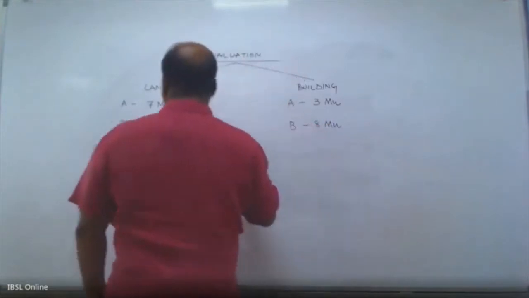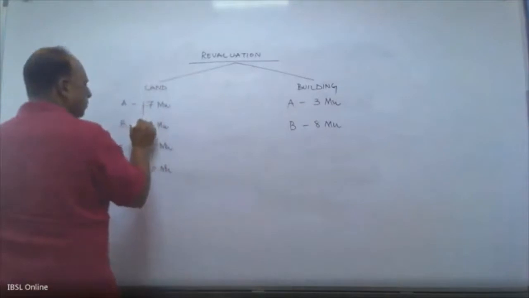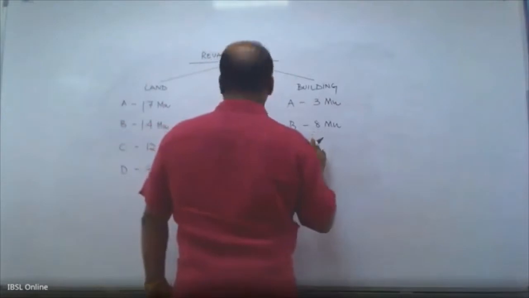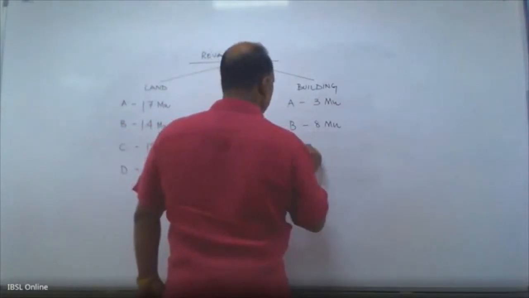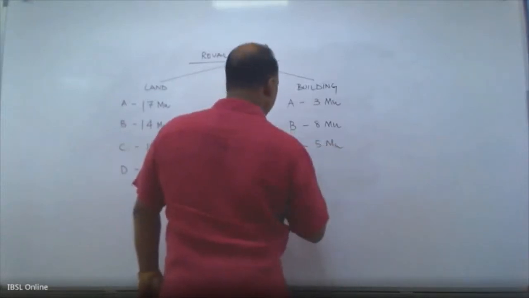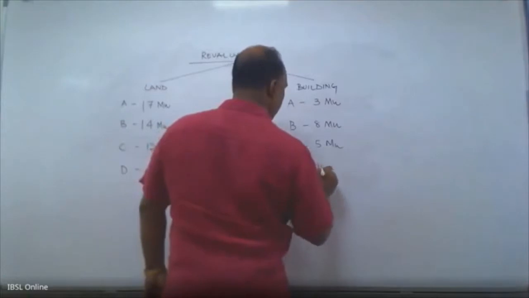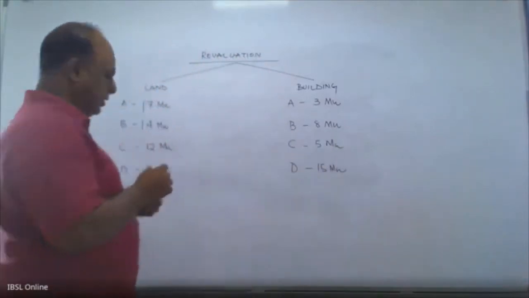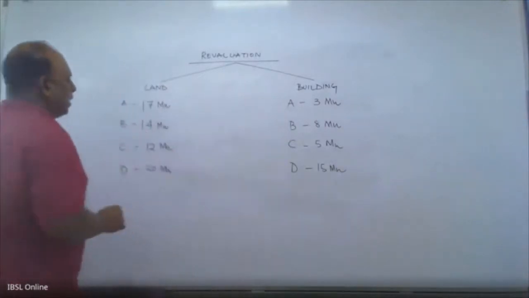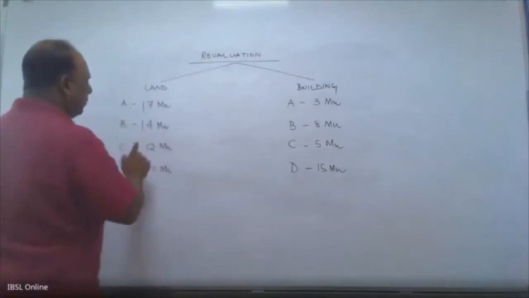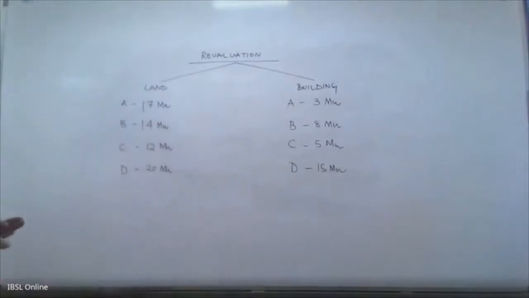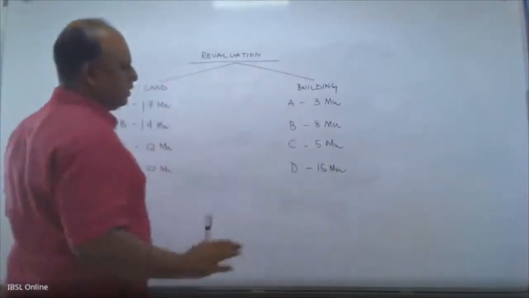I'll take some larger numbers, 17, 14, like that. 14, 8. C gives you 5 million and D 15 million, right? So these are the numbers. So basically your land and building A is about 20 million, B is about 22, C is about 17 and D is about 35. But for revaluation purposes, these two are looked at separately. You don't have to group it together.